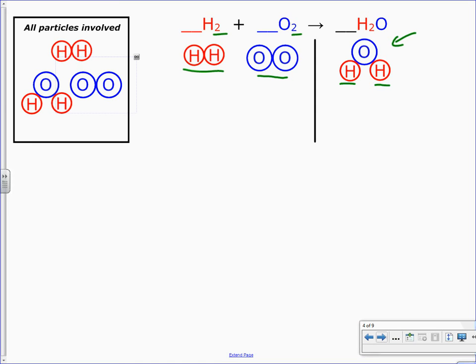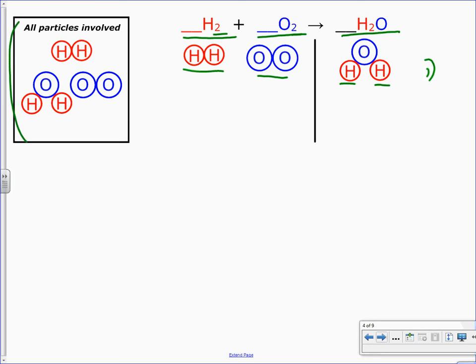Some people early on in their balancing chemical equation career would try to balance this by, say, writing in plus O, and then just drawing in an oxygen here. That is not correct. You do not have the option of just adding in elements on their own. The only things you could work with, once again, are things that are already involved. You could add in more H2s, you could add in more O2s, you could add in more H2Os.